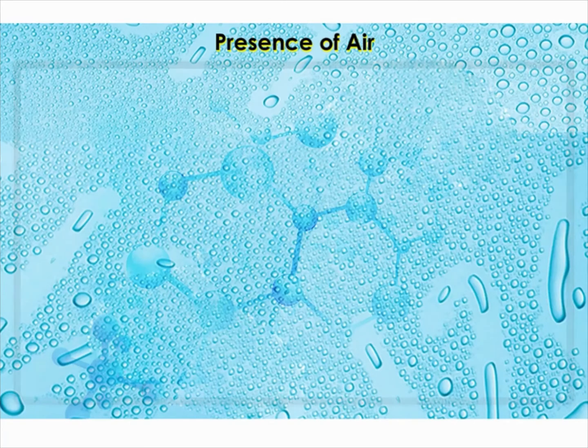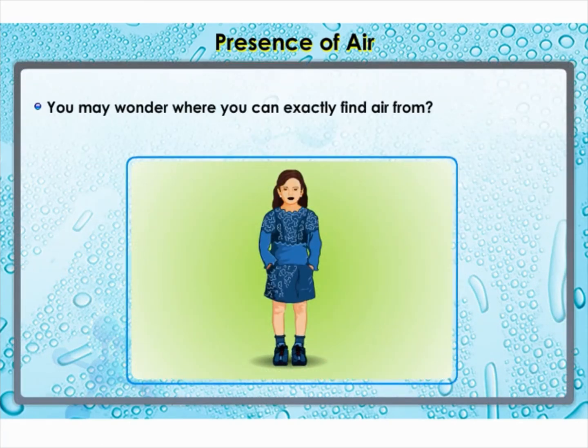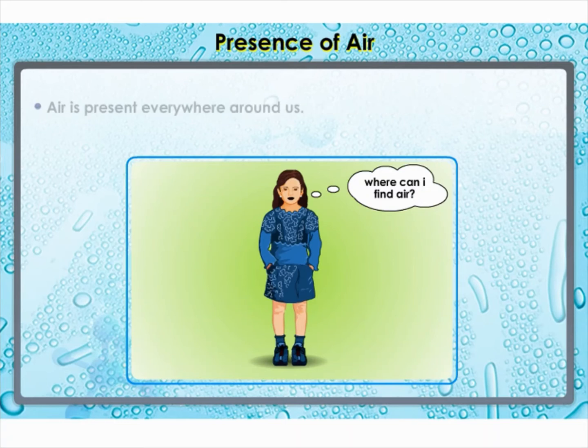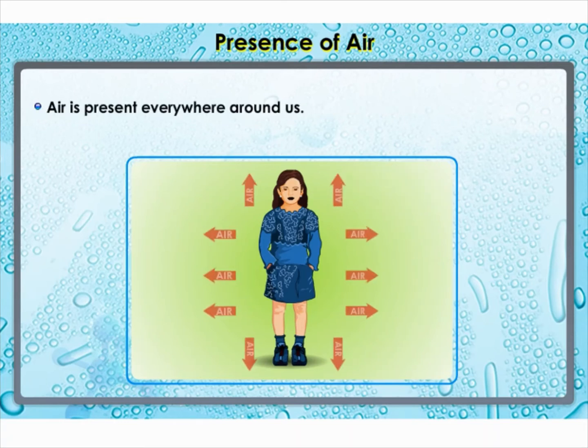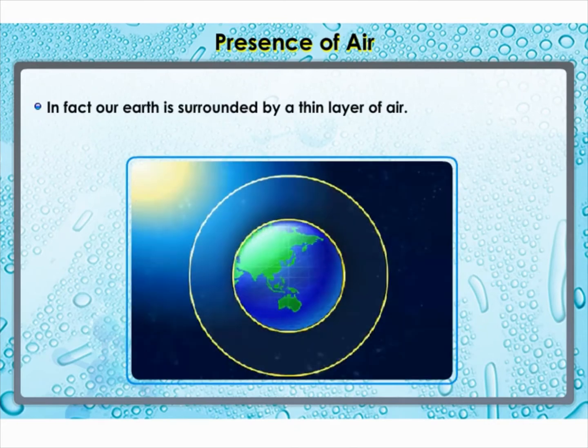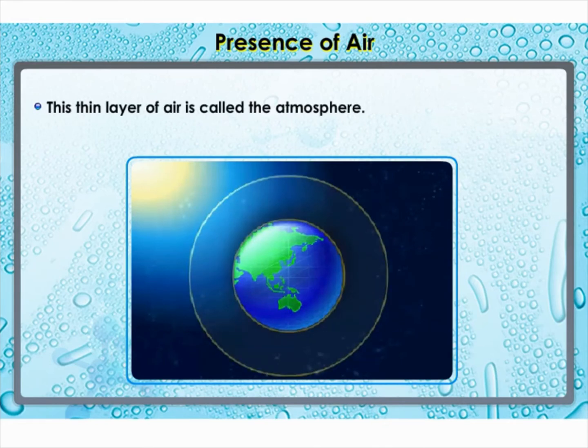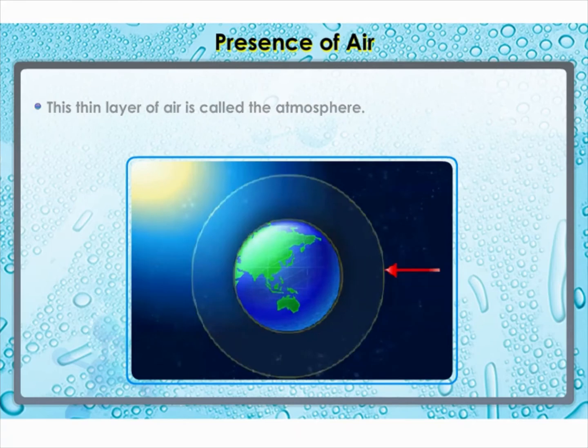Presence of air. You may wonder where you can exactly find air from. Air is present everywhere around us. In fact, our Earth is surrounded by a thin layer of air. This thin layer of air is called the atmosphere.